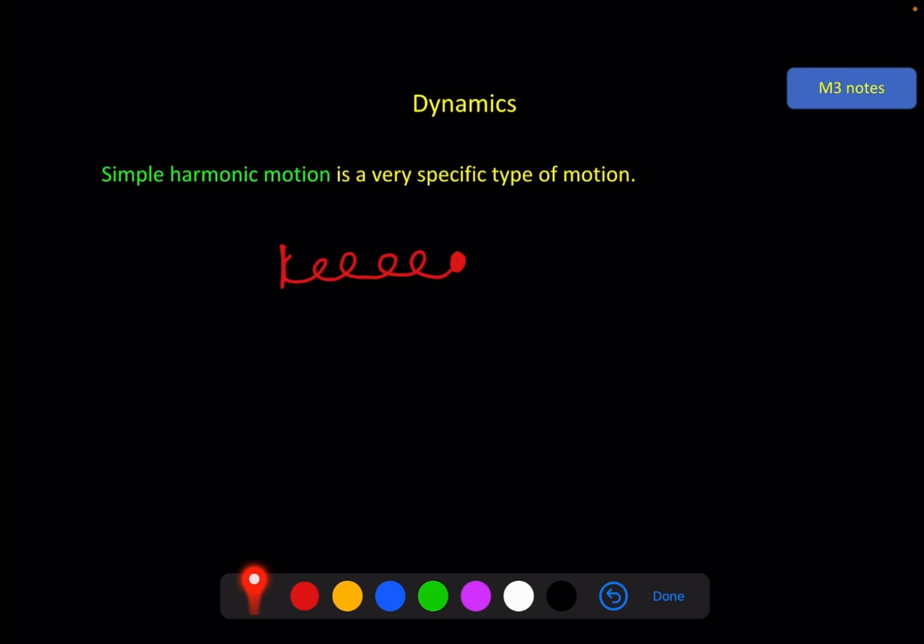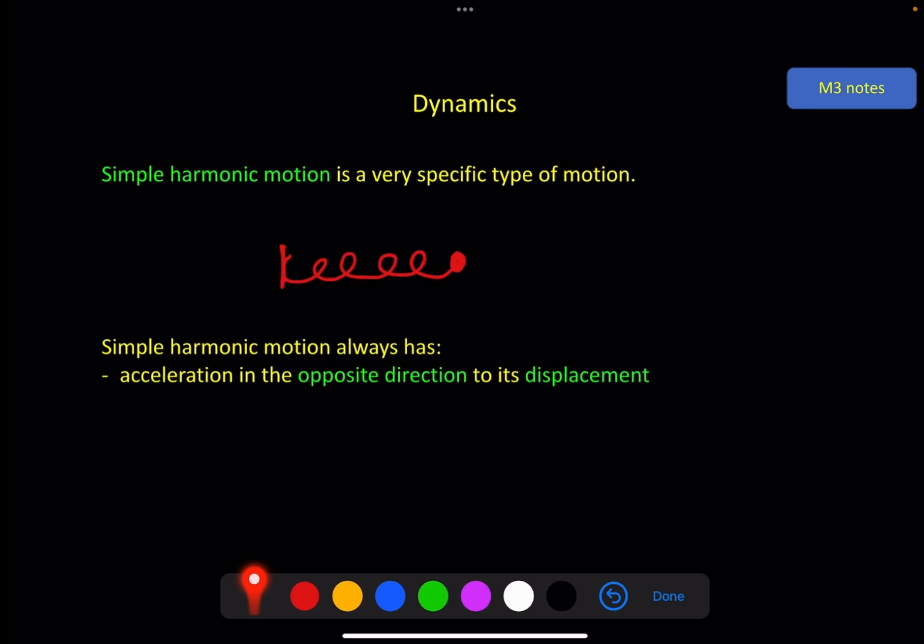Mathematically, there are two key elements to this motion. Simple harmonic motion always has acceleration in the opposite direction to its displacement. Now that's the displacement from its center of oscillation here. So if the particle is on this side, there's a displacement here, and if we say that is a positive displacement this way, then the acceleration will act this way, which we know it does.